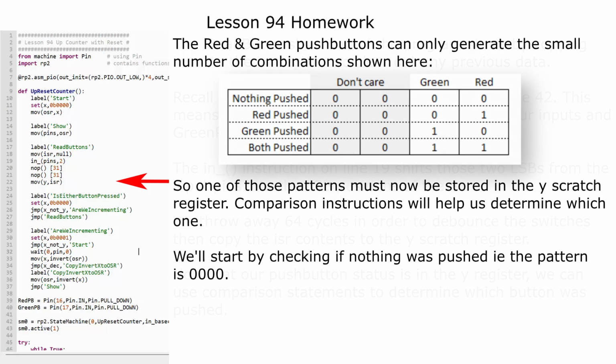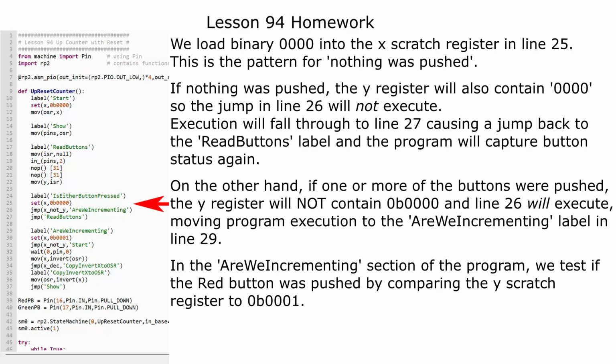Now that our push button status is in the Y register, we can use comparison statements to determine which button was pushed. The red and green push buttons can only generate a small number of combinations, as shown here. So one of those patterns must now be stored in the Y scratch register. Comparison instructions will help us determine which one. We'll start by checking if nothing was pushed, i.e. the pattern is 0000. We load binary 0000 into the X scratch register in line 25. This is the pattern for nothing was pushed.